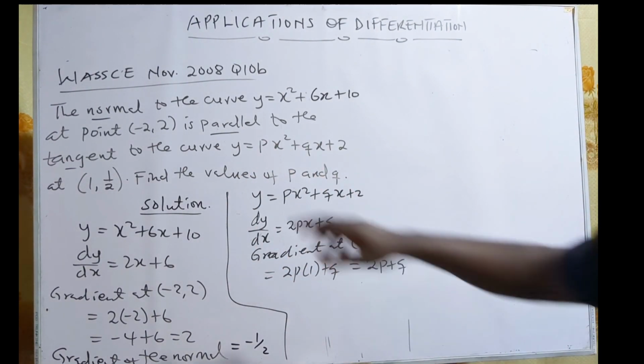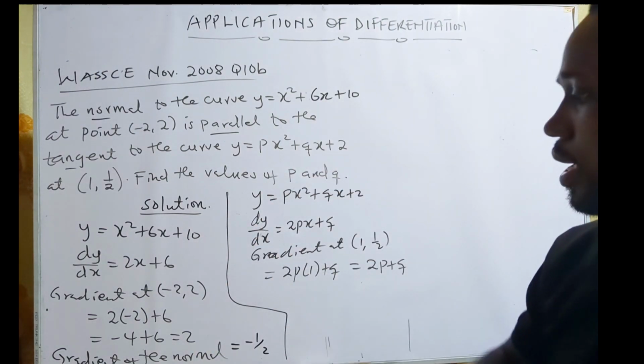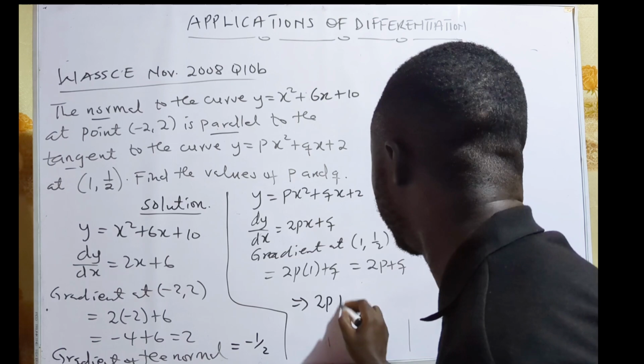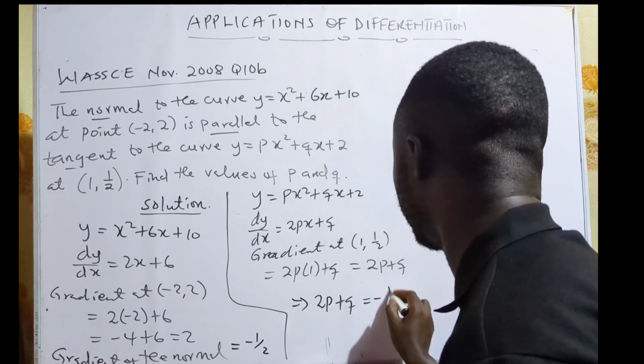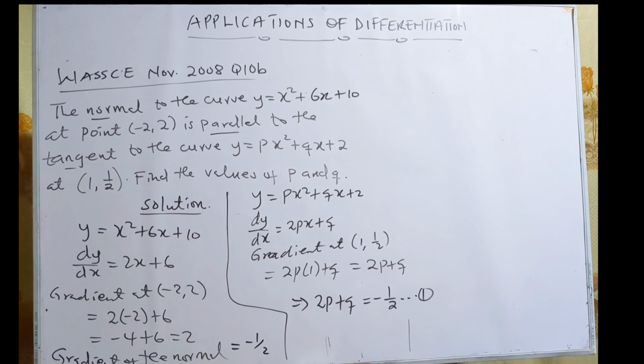Then since the normal is parallel to the tangent to this curve, their gradients are the same. It will imply that 2p plus q is equal to negative 1 over 2. Let's call this our equation 1. And let's put it down.